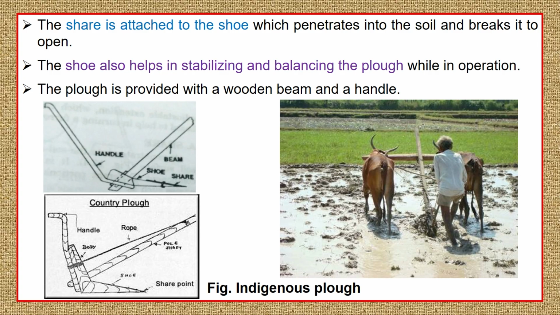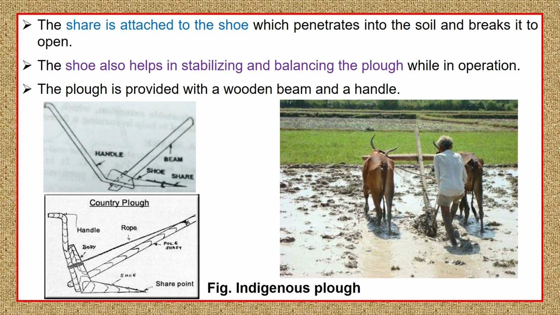That is the reason the sole is designed to look like the bottom surface of a boat. How does a boat look from the bottom? Like that, the boat kind of design is provided in the sole so that it keeps the plough stable and balanced, balancing the forces acting on it while it is operating.